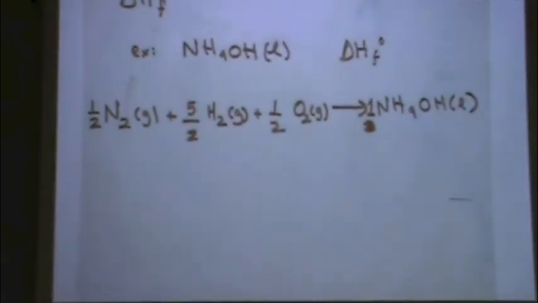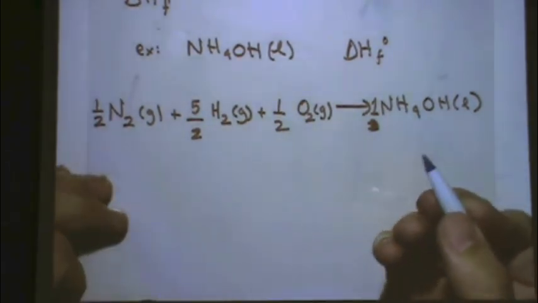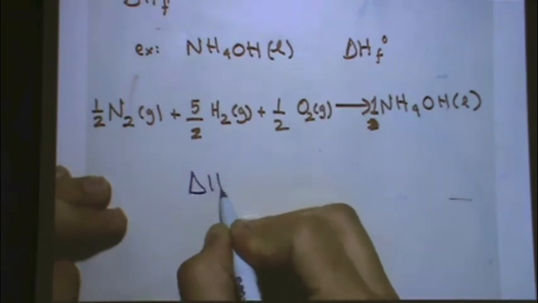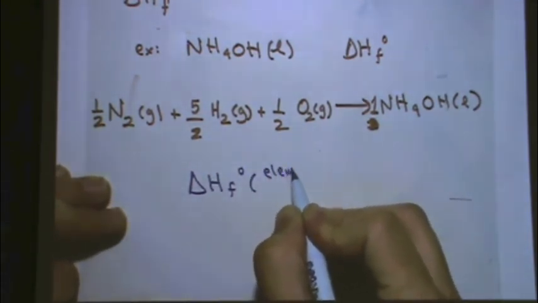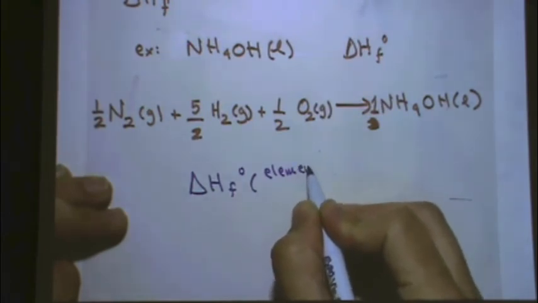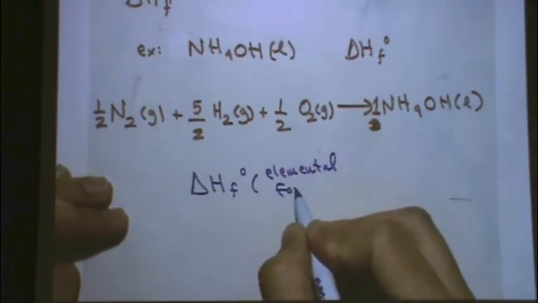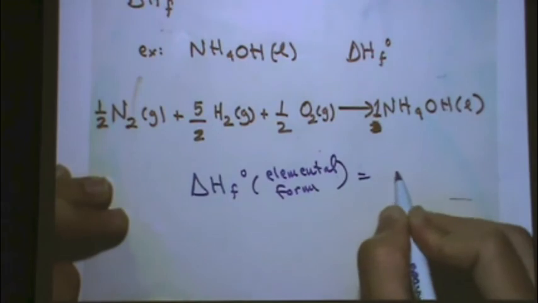So, I can use kind of this idea to find the delta H of a reaction, but I need to say one more thing. Delta H of formation of anything in elemental form equals 0.